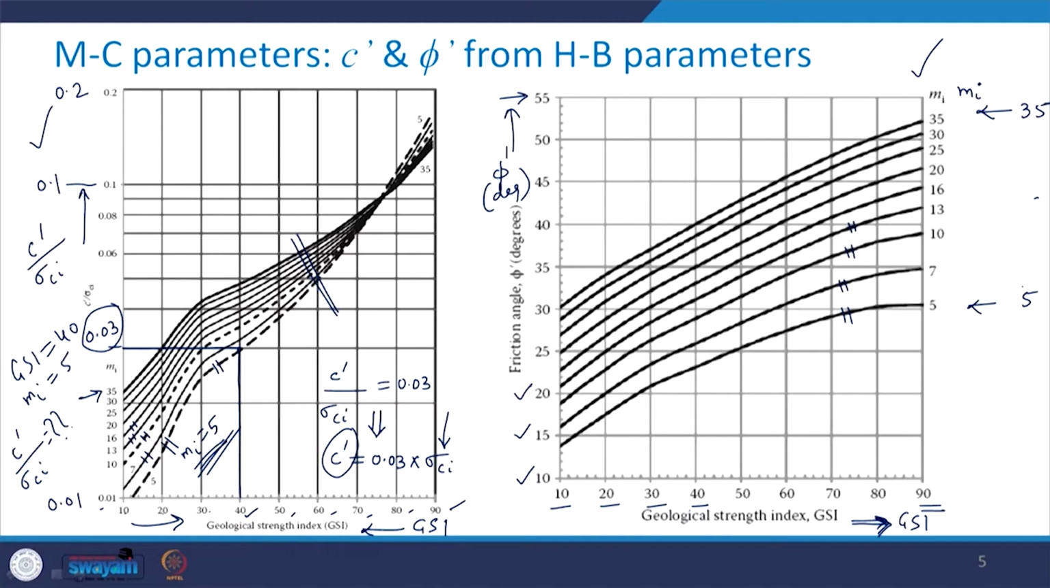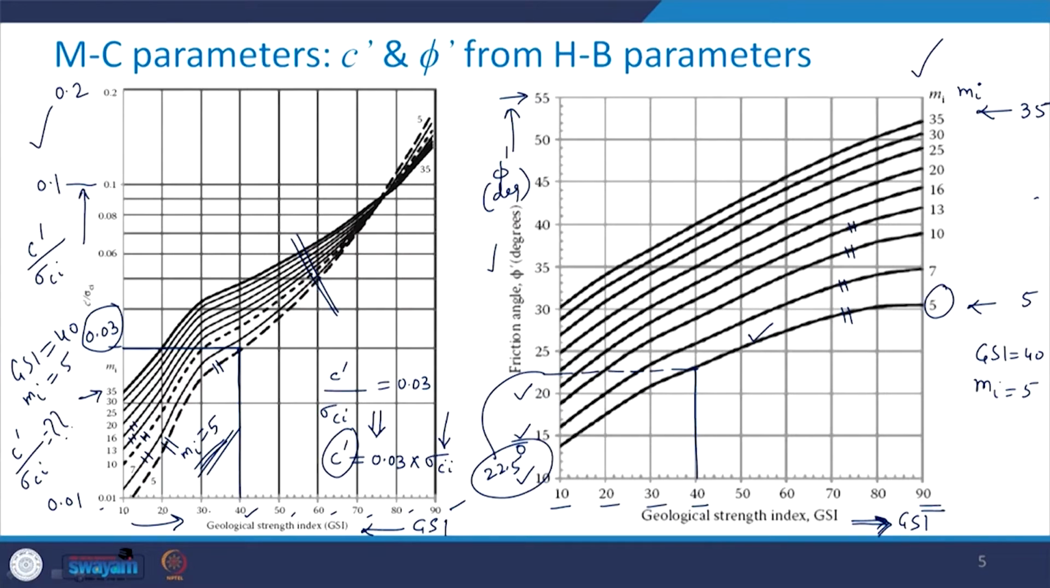So in this case, how can we obtain the friction angle phi? So let us say I take the same example, that is we had GSI equal to 40 and mi equal to 5. So let us take the vertical line from GSI equal to 40. So let us follow this, and this is the plot corresponding to mi equal to 5. It is intersecting it here. So I will just draw a horizontal line from this point, and more or less you can see that it intersects here. So here this is corresponding to say approximately 22.5 degrees.